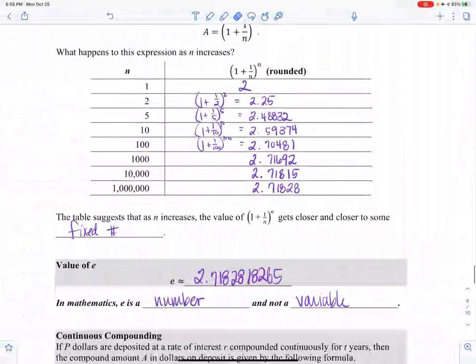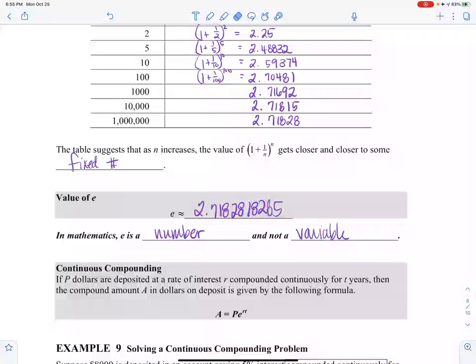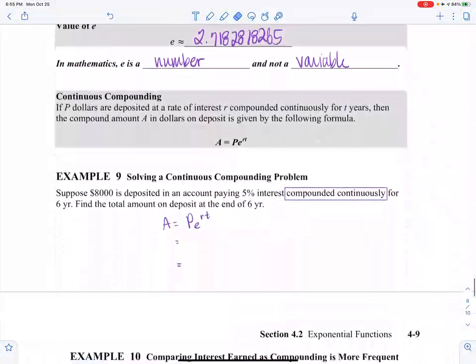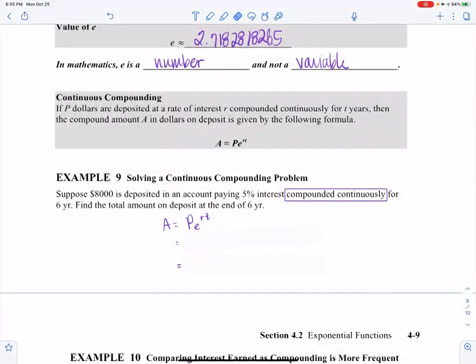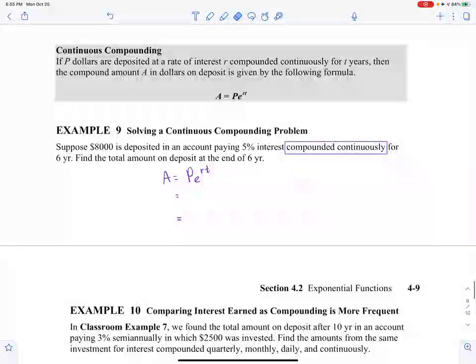So let's go back to our notes, and you see that the value of E is this number that I can find in my calculator. E, please note, E is a number. It is not a variable. It is not a letter that can change as much as I want it to change. Well, one way that I can use E is for continuously compounding. So this is for compounding more often than annually or semi-annually or quarterly, monthly, or daily. This is for compounding every moment of every day.